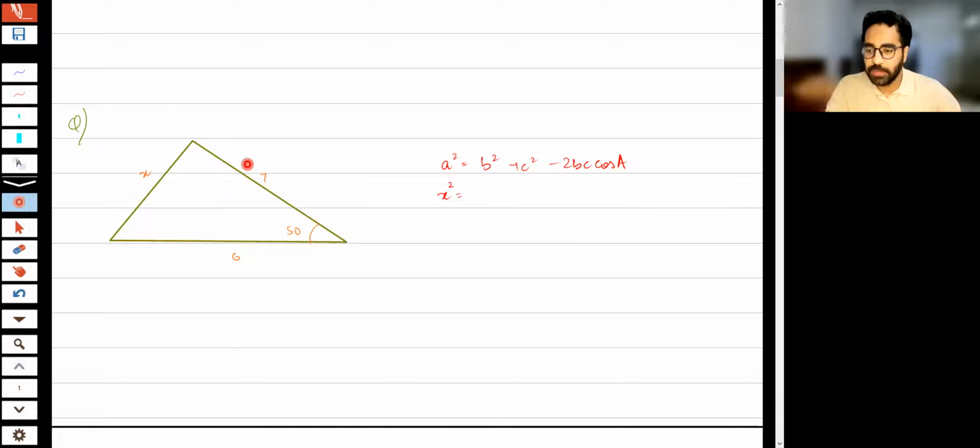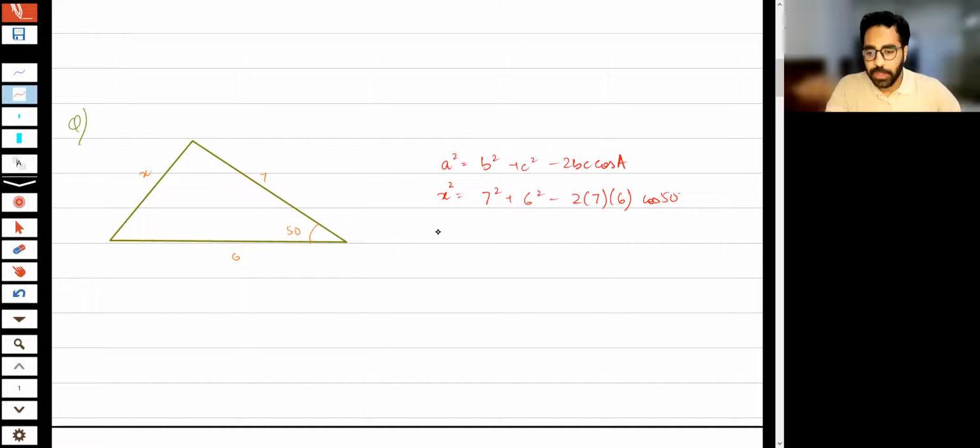b and c would be 7 and 6. ठीक है, आप इसको स्वैप कर सकते हैं, अगर आप चाहते हैं तो आप स्वैप कर लें. आप इसको b बना दें, इसको c बना दें, या इसको b बना दें, इसको c बना दें. ठीक है, तो this would become 7 square plus 6 square minus 2 into 7 into 6. And now what is cos A? That A is the angle which is opposite to the unknown side. ठीक है, this would be 50 degrees. So I have cos 50 degrees as my angle.